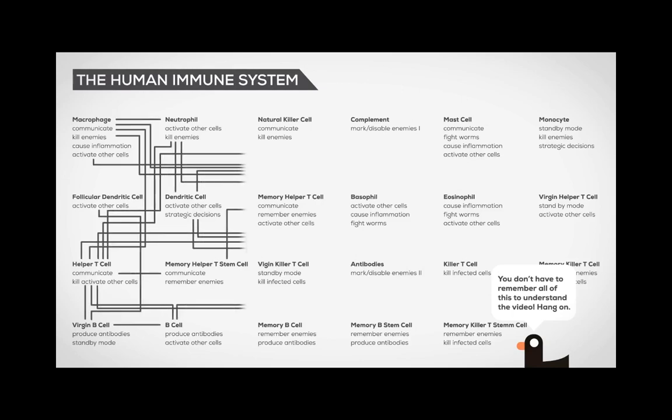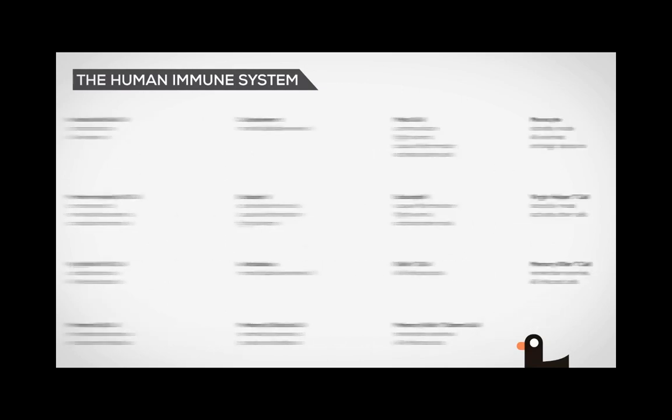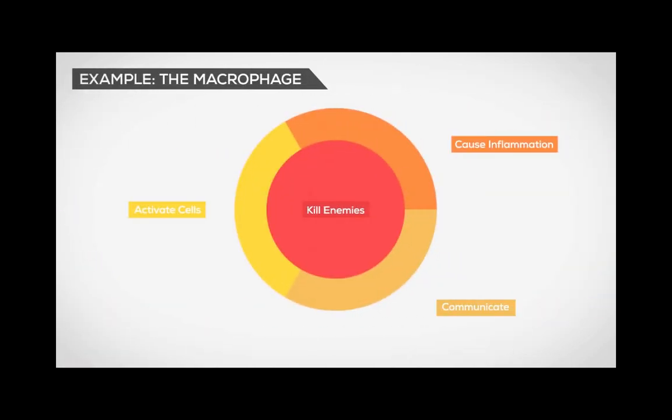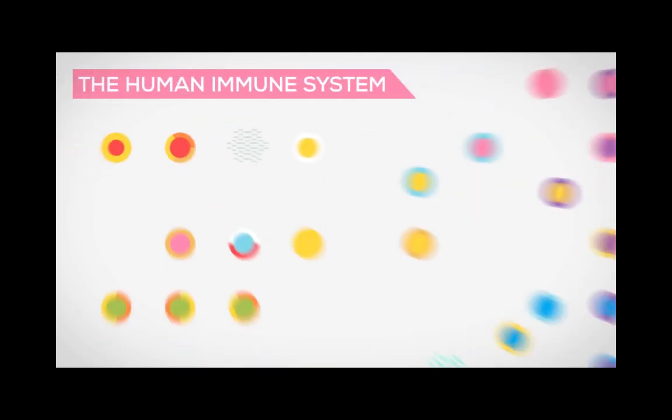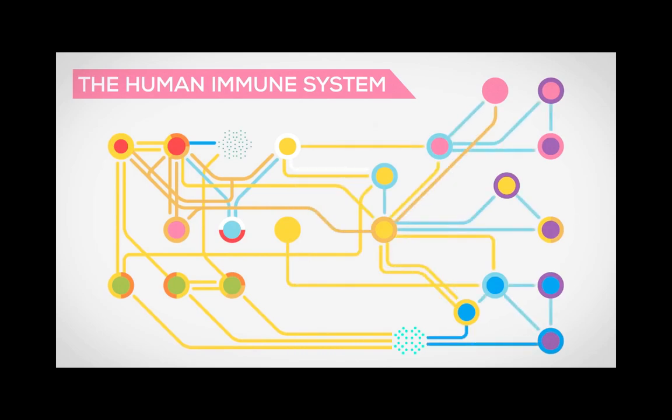Let's assign them. Here are the interactions. Now, let's make this understandable. First of all, let's add colors to the jobs. Now, let's illustrate the cells. The central color represents the main job of the cell, while the surrounding ones represent secondary duties. Now, the immune system looks like this. Now, the interactions. Isn't this complexity just awesome?